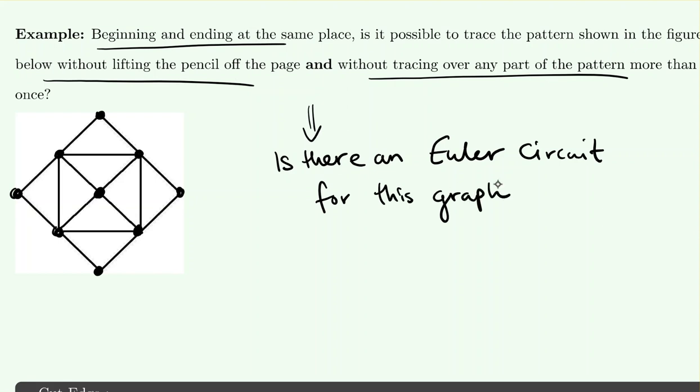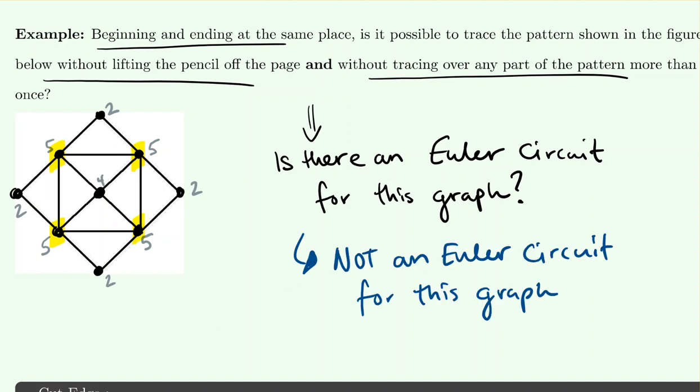This is a question of existence, and to see if an Euler circuit exists, we would just need to see are all of the vertices of even degree. So I'm going to list out the degrees of each of the vertices of this graph. When listing the degrees of each of these vertices, we see that these vertices are all of degree 5, which is odd, which means there is not an Euler circuit for this graph. Since there's not an Euler circuit for this graph, this means that this pattern can't be drawn in the way described.